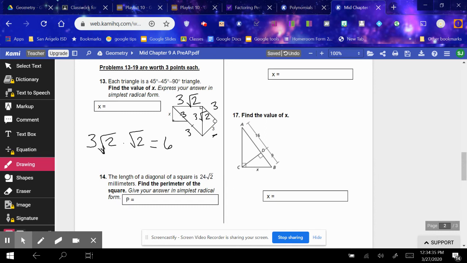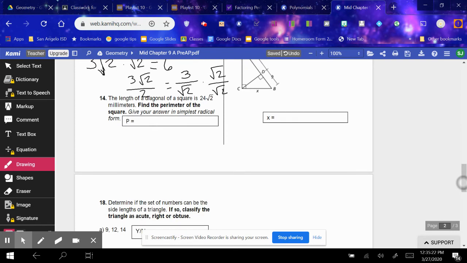Together they make 6. So if we go to the little triangle, 3 is the hypotenuse of our small triangle, and we need to find the side length. So we take the hypotenuse and we divide by the square root of 2, and then rationalize the denominator. So we multiply by the square root of 2 over the square root of 2, and we get 3 square root of 2 on the top. Square root of 2 times square root of 2 is 2 on the bottom, and that's our answer. If you want, you can divide 3 and 2 to get 1.5 and keep the square root of 2.